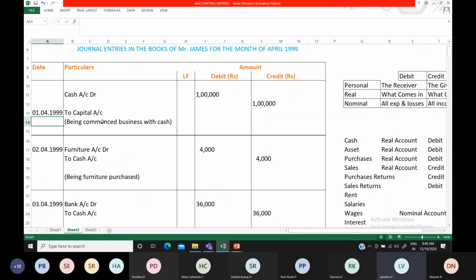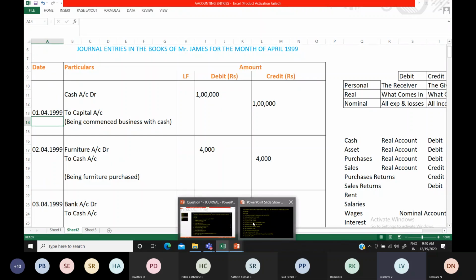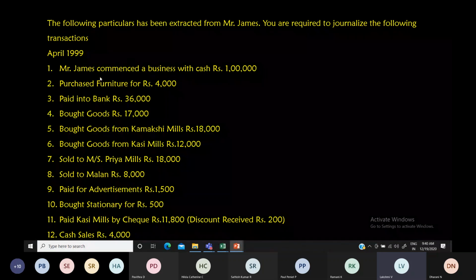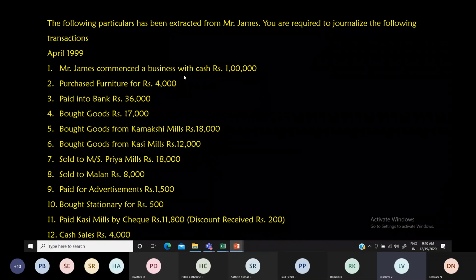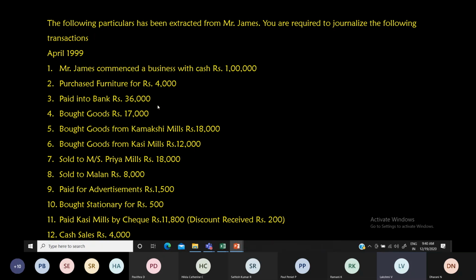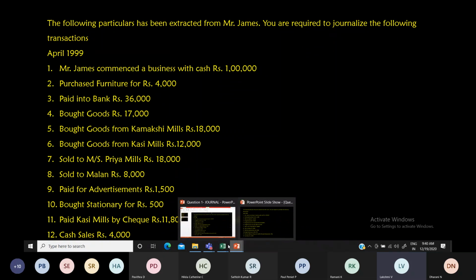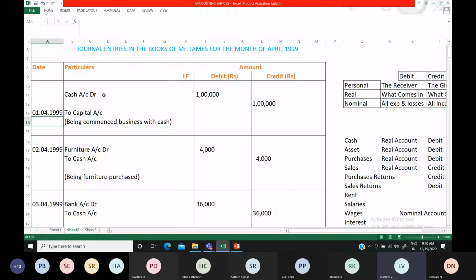So here, commenced business with cash, that is the transaction. Sometimes they say started business with cash, sometimes commenced business with cash, whatever they might give. So you have to make the entry for that. Sometimes only cash will be brought into the business. At times they will give some assets also brought into the business. So whatever it might be, how should the transaction be? Cash account debtor to capital account.